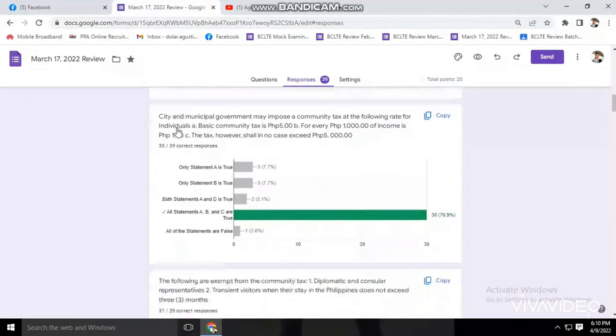Based on the question, city and municipal governments may impose a community tax with the following tax rate for individuals. A, basic community tax is 5 pesos. B, for every 1,000 of income is 1 peso. C, the tax however shall in no case exceed 5,000. This statement pertains to getting the community tax by individuals. So far, A, B, C are true statements.